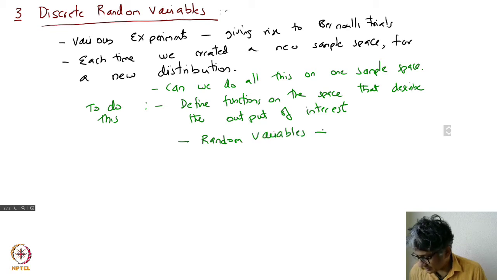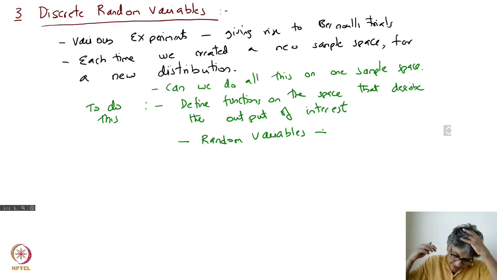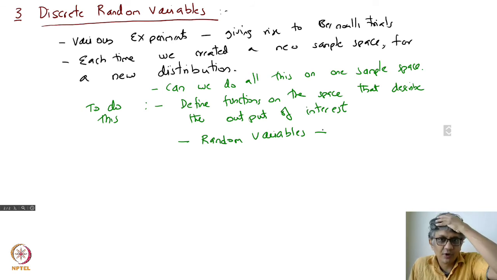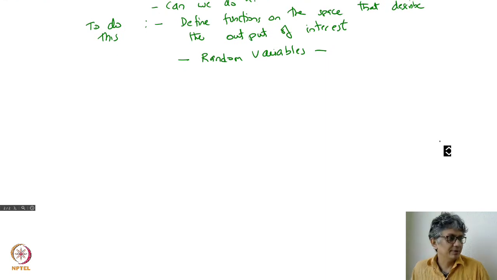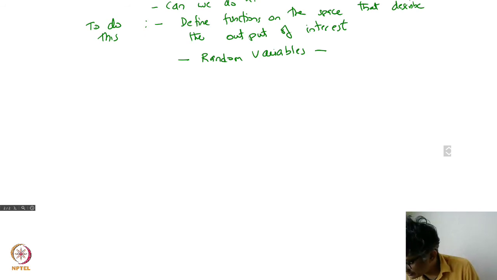That's the formal idea. Random variables are brought into the picture because you want to work with only one sample space, not many sample spaces. That's how you start. Let me do a quick example, and then I'll try to illustrate the idea of random variables in a quick way.